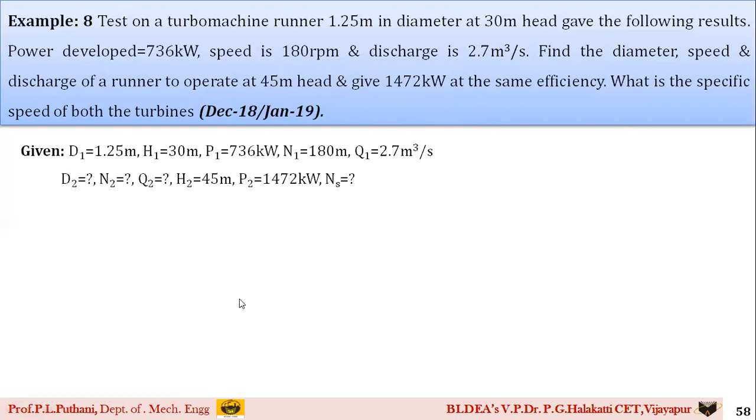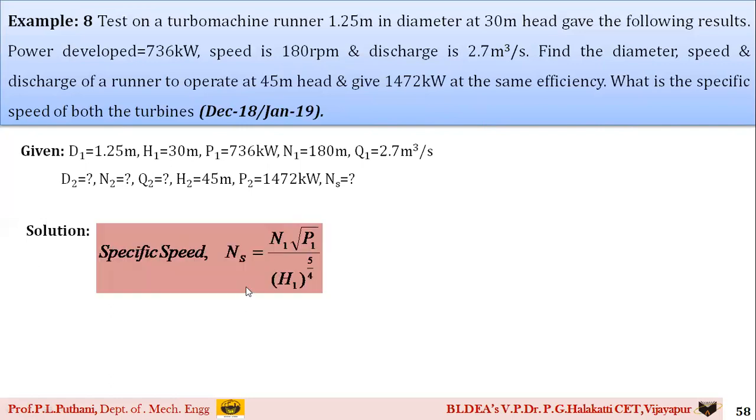I have noted down the given things. Coming to the solution part. So initially what I will do is I will go with finding the specific speed. So specific speed Ns is equal to N1 root of P1 by H1 to the power of 5 by 4. All the things are already given in the question. H1 is available, P1 is given, even N1 is given. So once I substitute the values, I get the specific speed as 69.55.